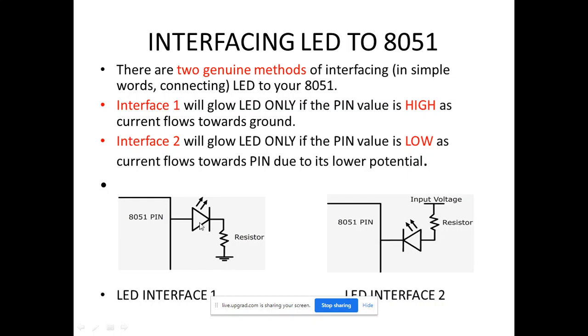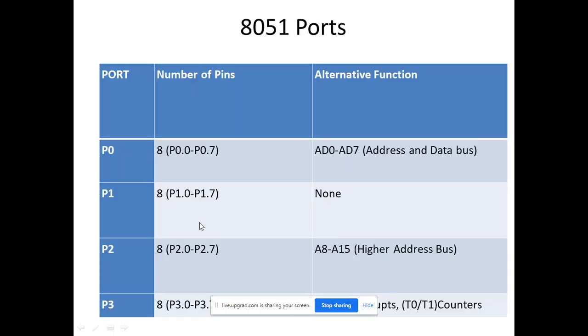Then next, we know that in 8051 there are 4 ports, that is port number 0, port number 1, port number 2 and port number 3. All these ports work by default with the first function as GPIO, that is general purpose input output port. Means all these ports we can use to interface our input device or output device.